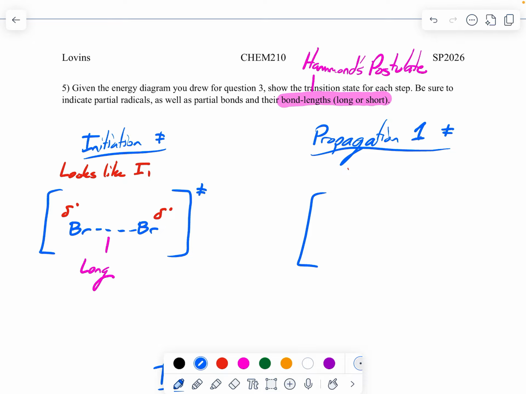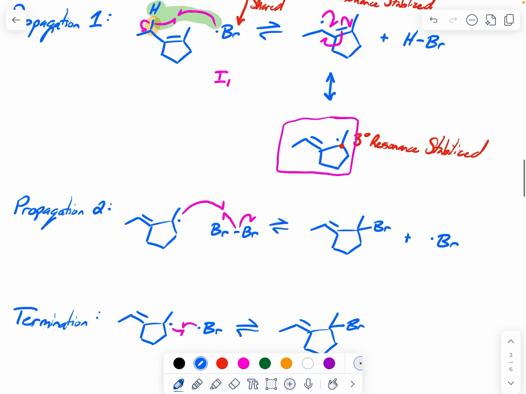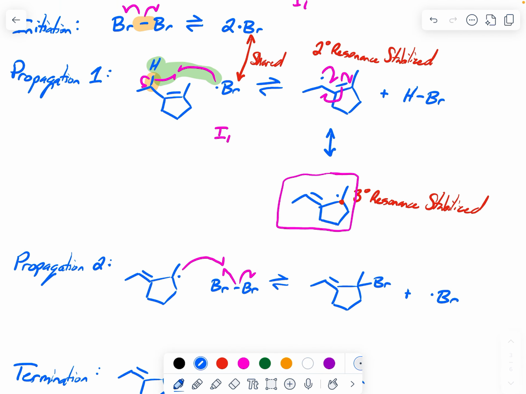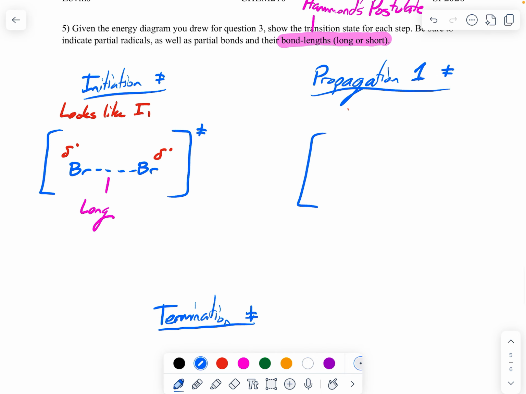Let's do the same thing with propagation 1. Now for propagation 1, we're not going to include the resonance because the resonance doesn't really work in terms of our transition state since that's just always happening. Instead, we only care about the bonds being broken and formed during the actual reaction. So in this case, we can say the carbon-hydrogen bond is breaking, the hydrogen-bromine bond is forming. So let's go down here and take a look at that.